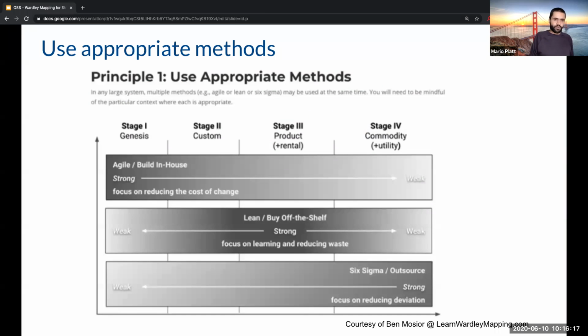So this is just the typical way of using appropriate methods. Things that are in stage 1 or 2 when we're first developing them, we should build with agile methods and in-house, because we should focus on reducing the cost of change. Things that are more productized, that we want to acquire for specific capabilities, we should focus on learning and reducing waste, indeed use lean or buy them off the shelf, because that's usually a better solution for that space. And finally, for things in stage 4 that require focus on reducing deviation, Six Sigma or outsourcing are appropriate methods.